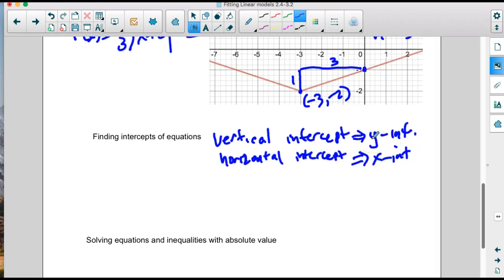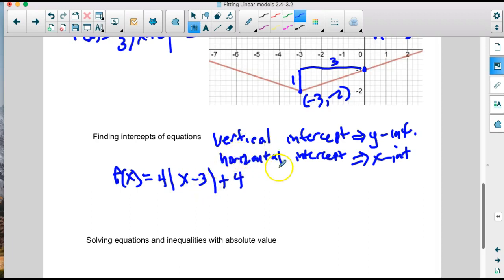So when we're asking for vertical and horizontal intercepts, they're going to give you a function. Let's try with this one, f of x equals 4 times absolute value of x minus 3 plus 4. Okay, now the y-intercept should be relatively easy. The y-intercept, you put in 0.